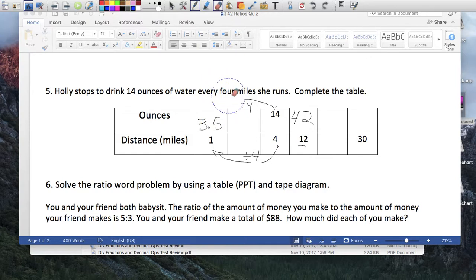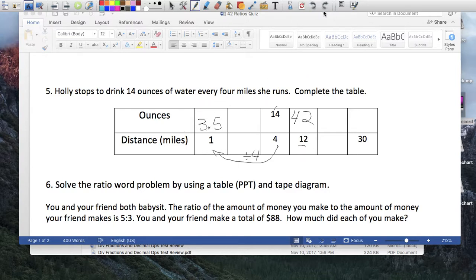Okay, so I'm going to erase this again. For 1 mile, she's going to need 3.5 ounces of water. Now that I have the unit rate, look how much easier. Before I had this, and I'm going to sort of shade it, just ignore this for a second. Nothing times 4 gives me 30, nothing times 12 gives me 30. Well, not whole number wise, I'm talking, right?